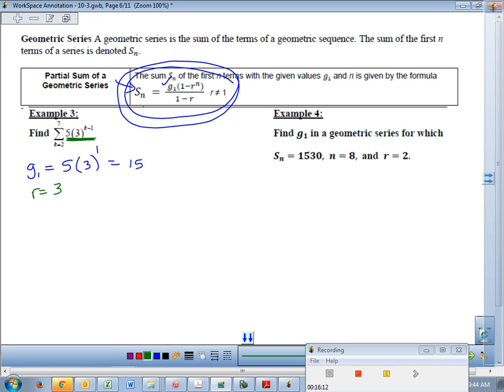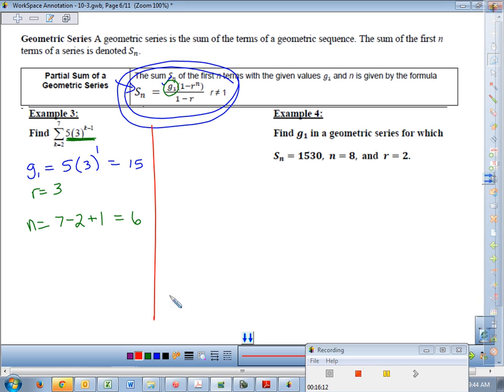What else do I need to know? I've found g sub 1. I found r. What else do I need to know? N. Same way. It's high minus low plus 1. What's the high number in this situation? 7 minus 2 plus 1. High minus low plus 1. 7 minus 2 is 5, plus 1 more, which is 6.